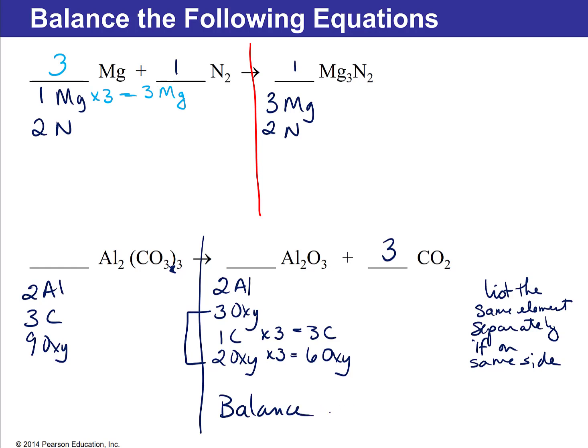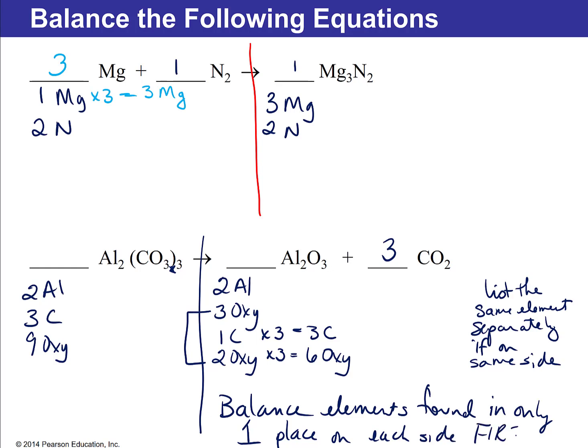So you want to balance elements found in only one place on each side first. Those are the ones I call the simple ones. So for me, aluminum here would be simple. Carbon, those are the simple ones because they're only found in one molecule on either side. Leave the more complicated ones till the very end. Sometimes you have to balance those, but a lot of times they'll fix themselves.